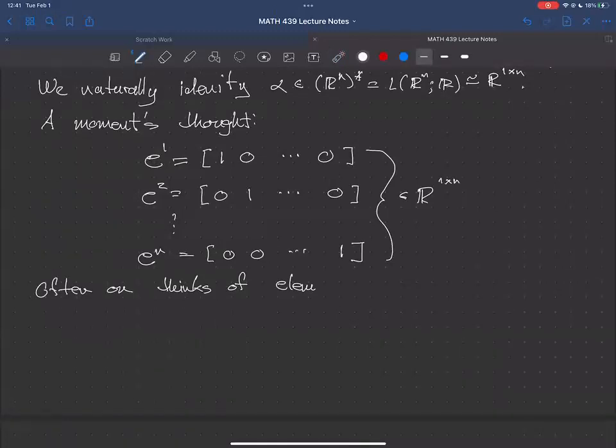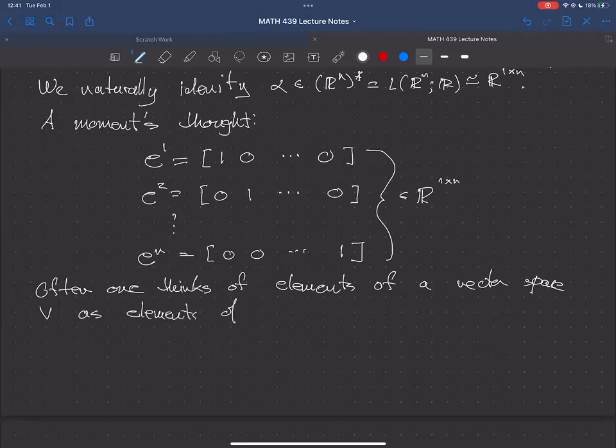So one often thinks of elements of a vector space V as elements of the set of linear mappings from R into V. Okay, so this is kind of the opposite of what you do with dual space. With the dual space, you think of linear mappings from V into R. Here, we're thinking of linear mappings from R into V. And what is that linear mapping?